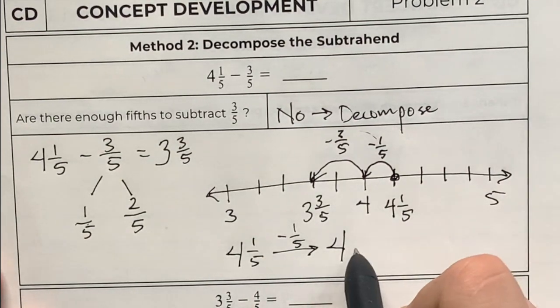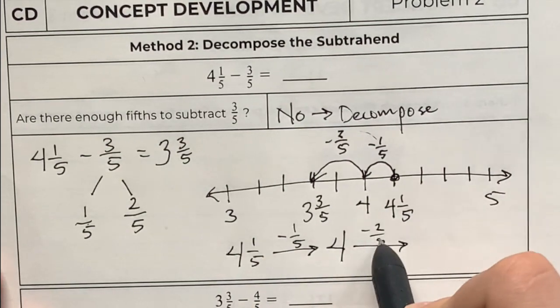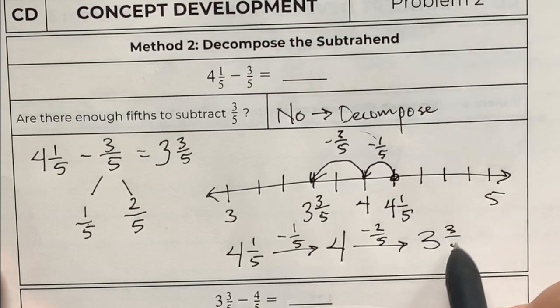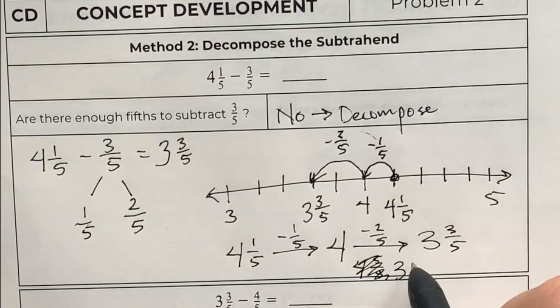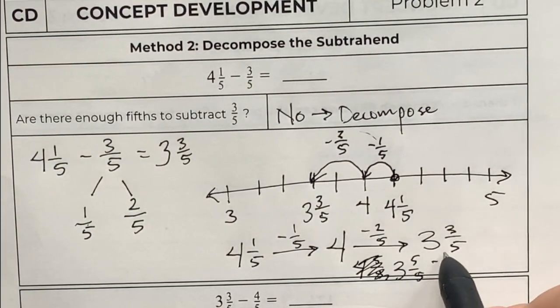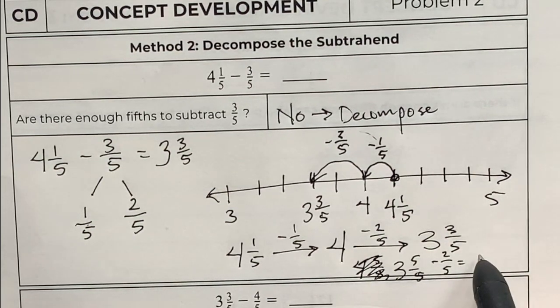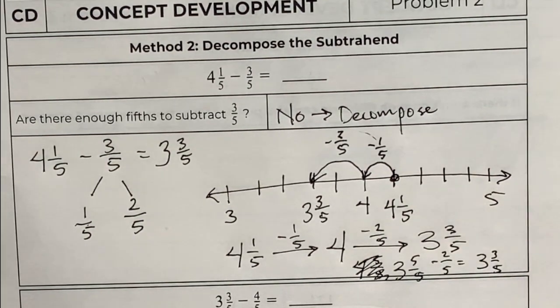4 minus 2/5, I get 3 3/5. This is kind of like 3 5/5 minus 2/5. That's how I get 3 3/5.